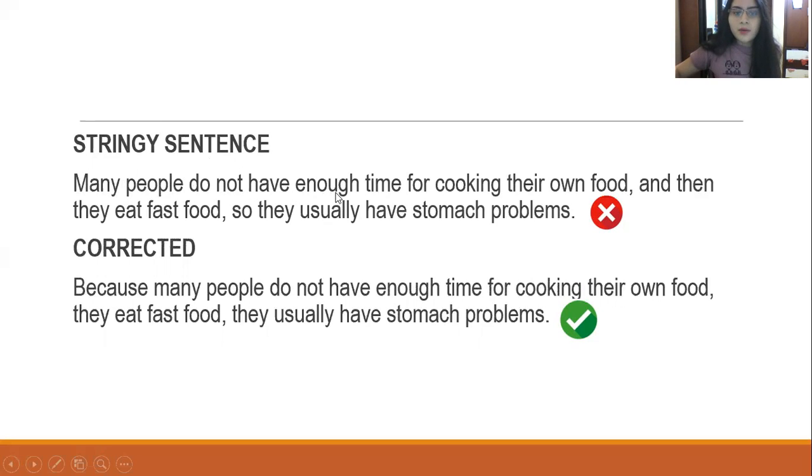"Many people don't have enough time for cooking their own food and then they eat fast food, so they usually have stomach problems." The correct form is, with because at the beginning: "Because many people don't have enough time for cooking their own food, they eat fast food and they usually have stomach problems." This word gives a reason and this is the consequence.